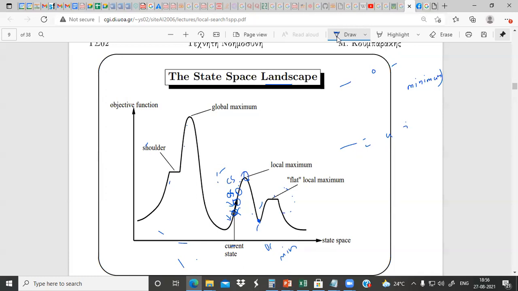It continues until it reaches the local maximum point. After it reaches the local maximum point, it cannot go anywhere. It cannot move in either this direction or this direction. If it moves this direction, the value is less than the current state, so only the current will be returned. If it moves this way also, it is less than the current state, so only this will be returned.